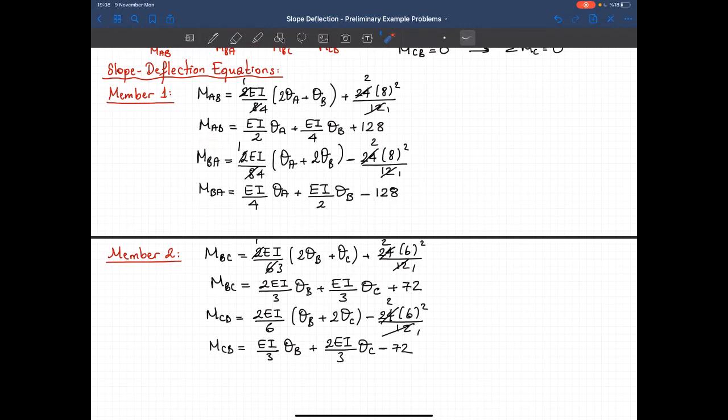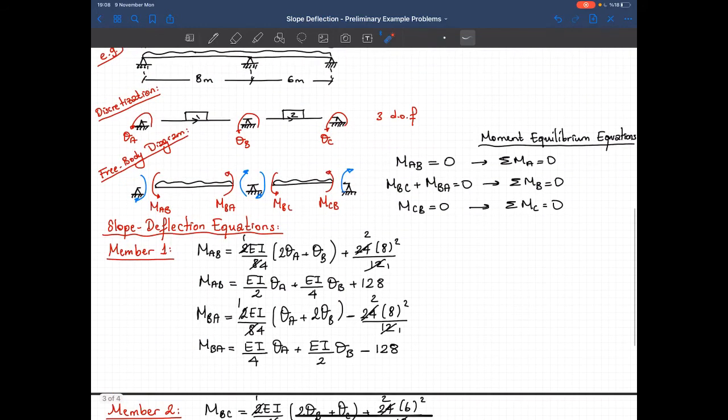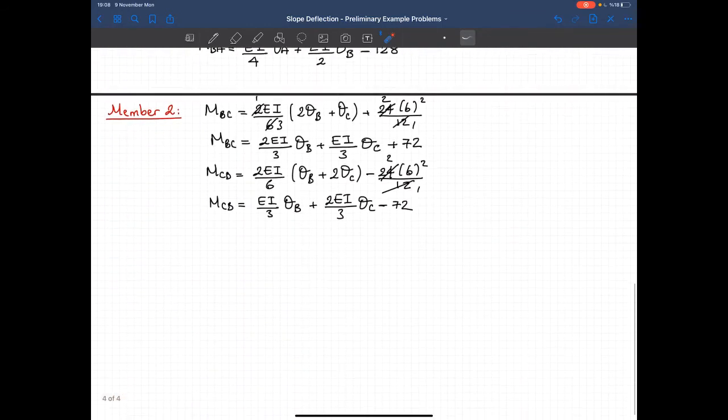So as you see, the end moments now depend on theta A, theta B, and theta C. So here, remember that I didn't use the m equal to 0 information. So all my moment equations depend on all these rotational degrees of freedom. I got 3 unknowns, 3 equilibrium equations. So let's write it down.